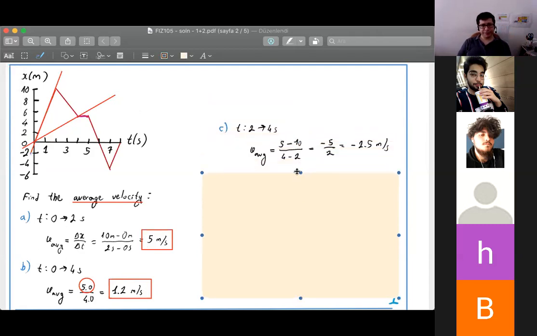Continue. This time for interval between 2 and 4 seconds. Okay. So where is it? 2 seconds, it's here. And 4 seconds, it's here. So my points are this one and this one. The slope will be the slope of this line.